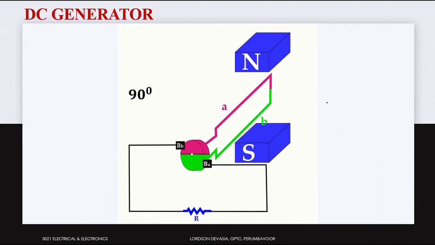And 90 degree, that is from rotating 0 to 90 degree. At 90 degree maximum EMF is induced in conductor A.